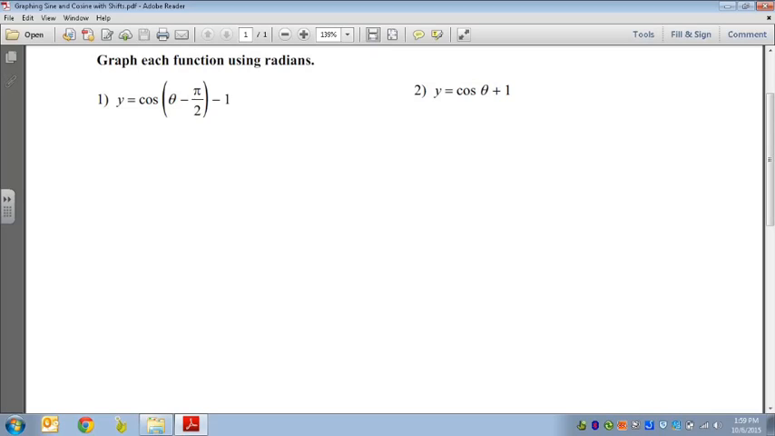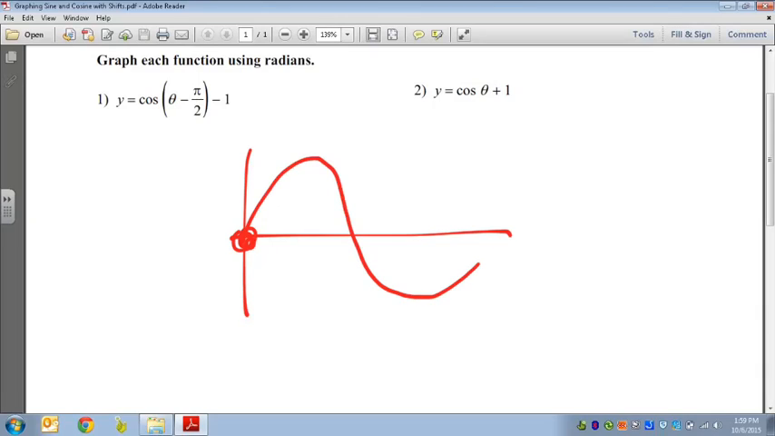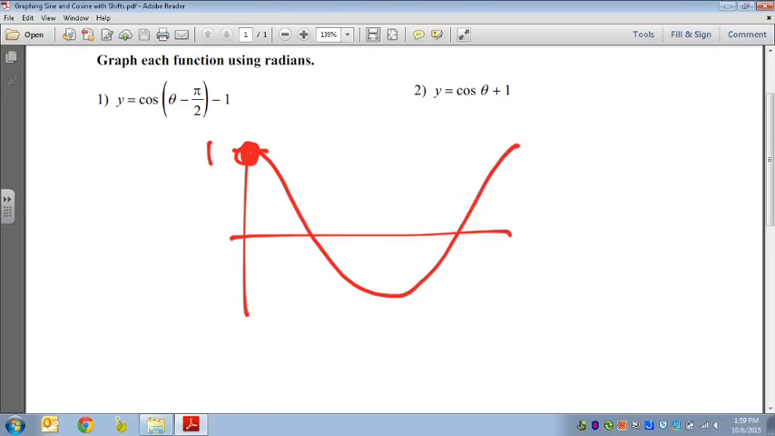So for a sine graph, again, I know both problems are cosine, but for a sine graph, if I didn't even write any numbers, I know it starts at 0, 0. It will come up to 1, down to negative 1, back to 0. That's what a sine graph would look like, okay? But a cosine graph starts here at 1. It actually starts at 0, 1, goes down, then comes back up. Okay? So that's what a cosine graph would do.